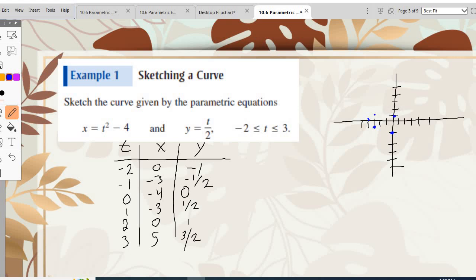And 5, 1.5. What does that look like? If we were to trace that, yeah, like that. Okay. Now that's our path, right?